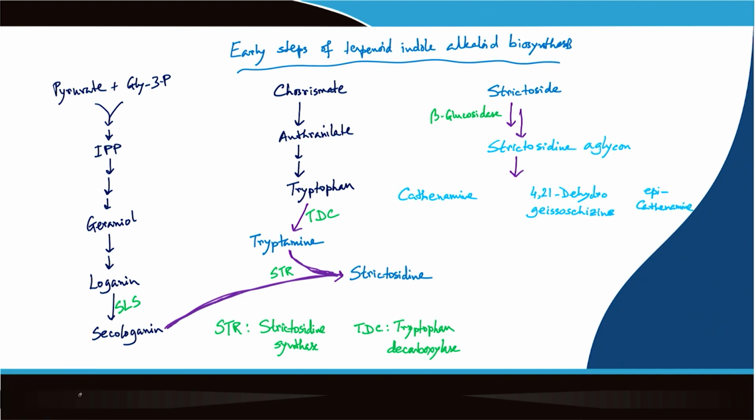So, let us put the arrow. Now, 4,21 dehydrogeissoschizine is a very important molecule, because this subsequently moves towards the formation of ultimately the dimeric indole alkaloids. Now cathenamine is also an active molecule, because that leads to the formation of other indole alkaloids of the pathway. So, let me show that in another slide.